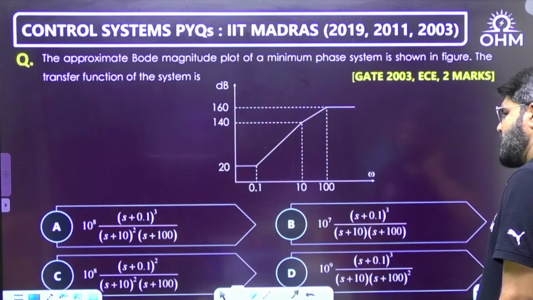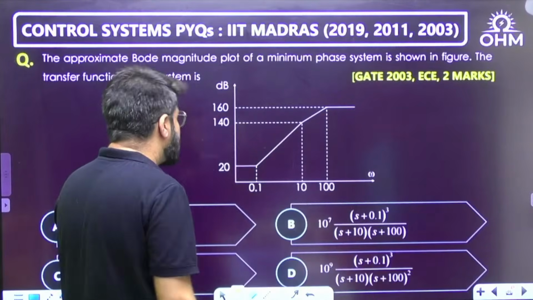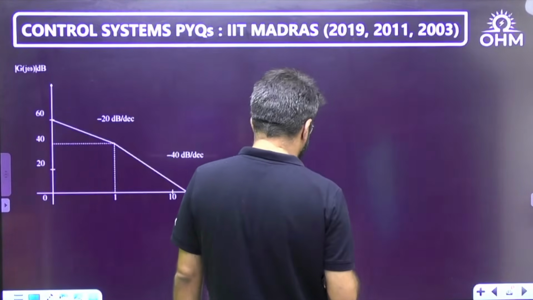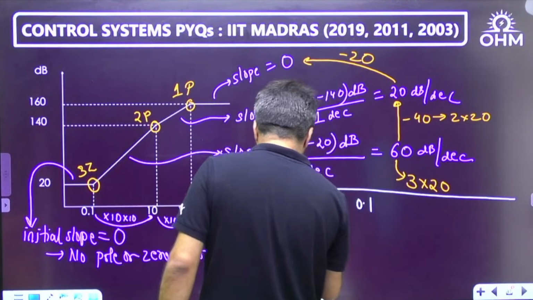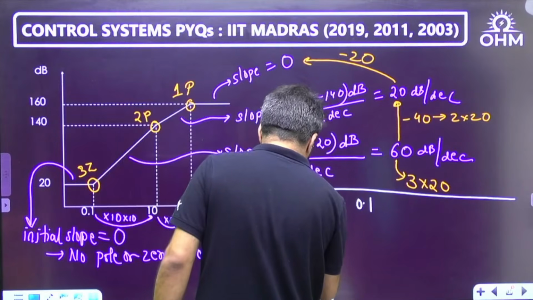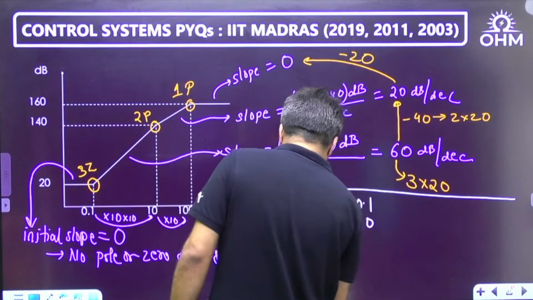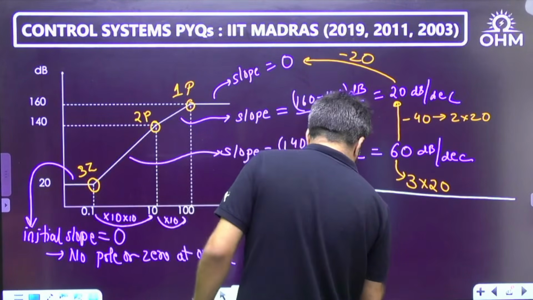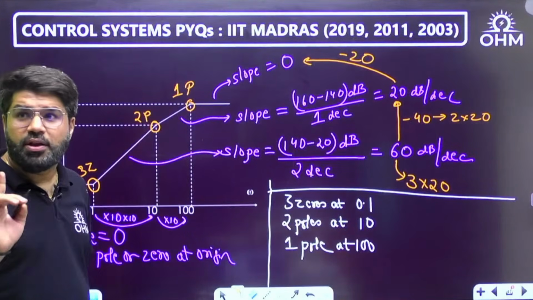There are 2 poles at 10, and the option is ready from here only. If you see here, there are 3 zeros at 0.1. There are 2 poles at 10 and there is a single pole at 100. Now see, wherever the slope changes, that is the corner frequency.